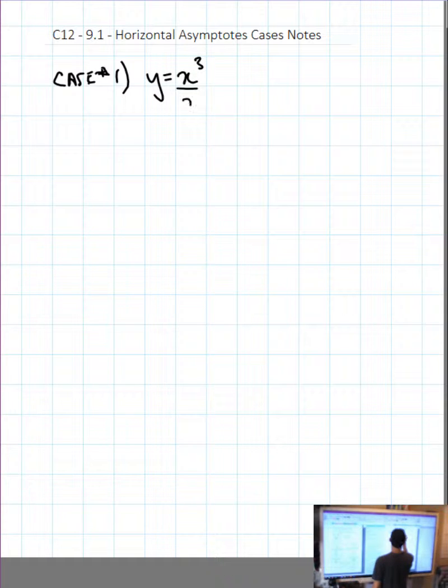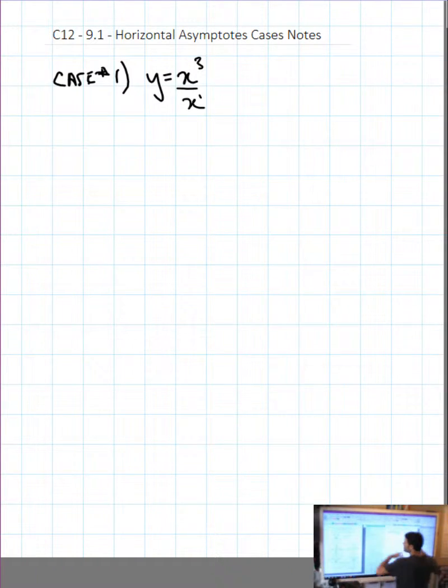So now we're going to be looking at horizontal asymptotes, and we're going to be looking at three different cases. So let's take the first case. Case number 1. Now, please have the notes out, print the notes off, or whichever. I'm going to be reading the English instructions from the notes. So, case 1. y equals x cubed over x. So, x on the bottom has an exponent of 1.